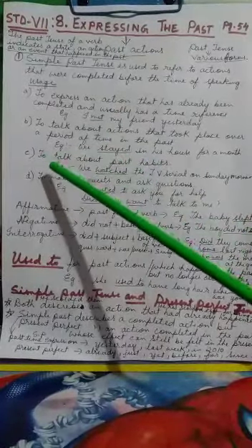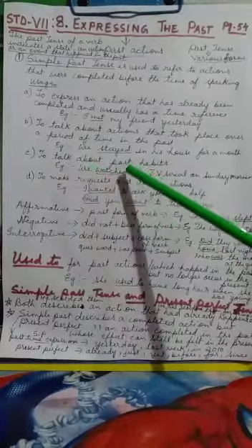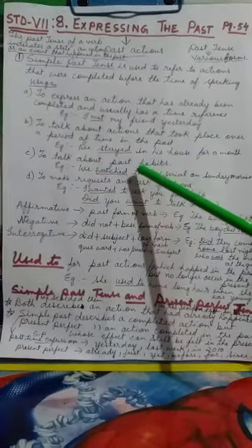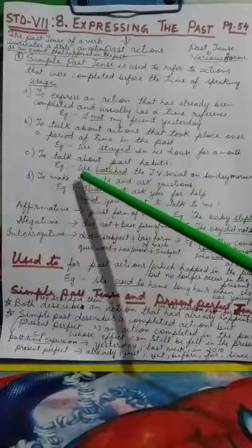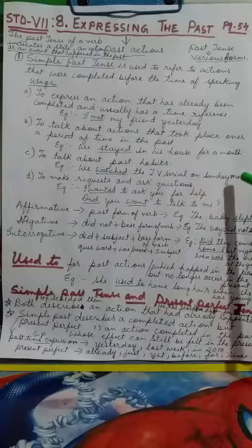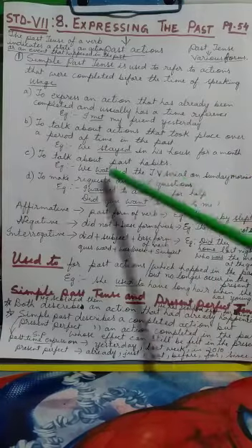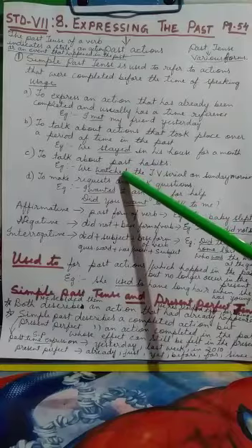Then in the third case, when we talk about past habits, those habits which were followed in the past, like we watched the TV serial on Sunday mornings. So in the past, every Sunday morning we used to watch TV serials. So we use the past tense form of the verb, so watched.